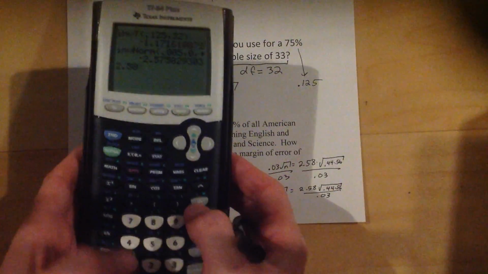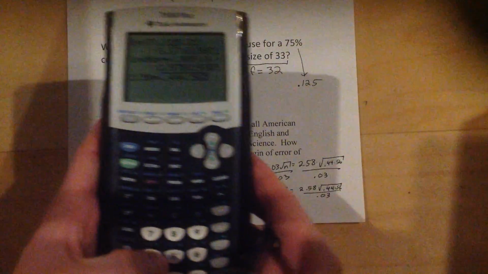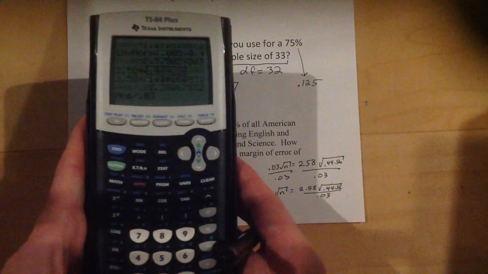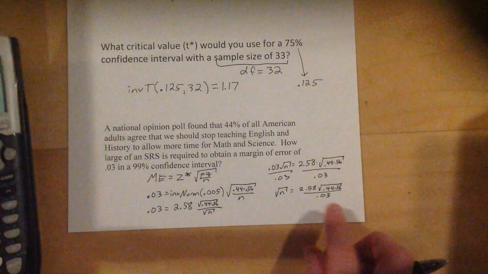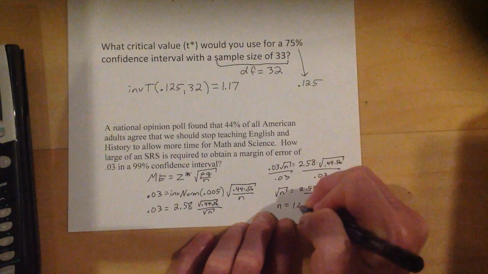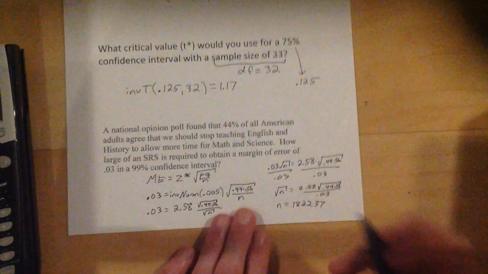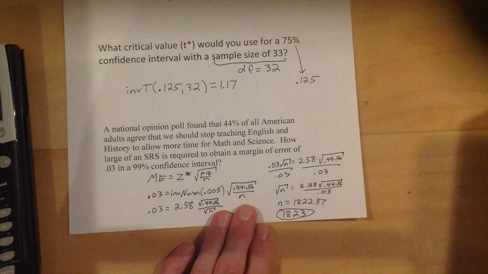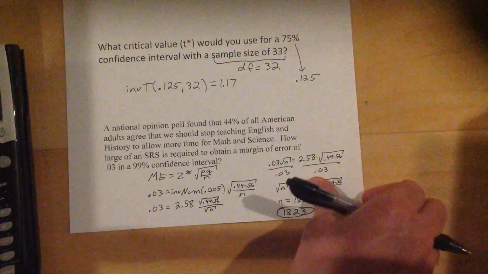So this is the point where I just usually put it all in the calculator, and I say 2.58 times the square root of 0.44 times 0.56, and then I'll hit enter, and then I'll divide that by 0.03, and then I'll square that at the very end, and I get 1822.37. n equals 1822.37. But again, we always round up with these questions, so the final answer would be 1823. All right, so again, it's just knowing the formula, plugging it in, and then just being careful with the algebra.